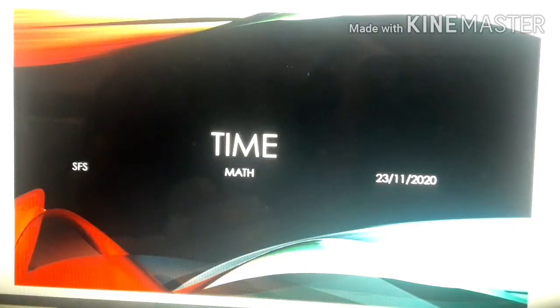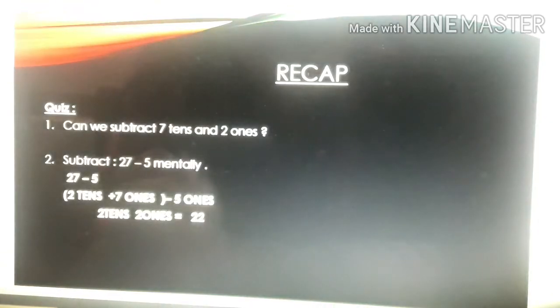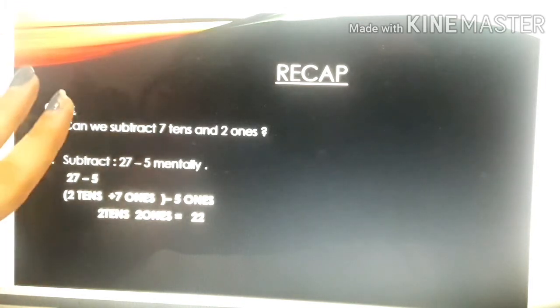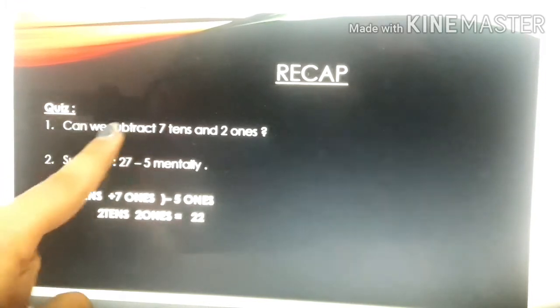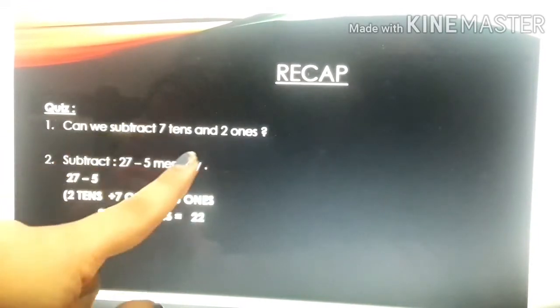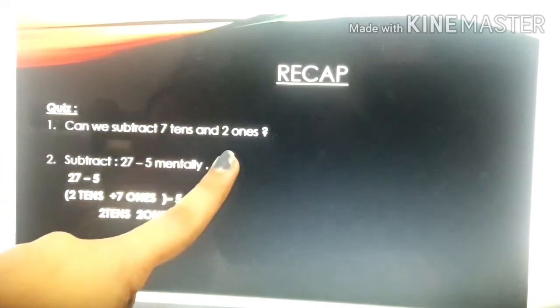So children, let's start with our new lesson, that is time. Before starting with it, children, let's do a quick recap of our previous chapter, subtraction. So here are two questions, children, which you have to answer. First question is, can we subtract 7 tens and 2 ones? Can we subtract 7 tens and 2 ones?